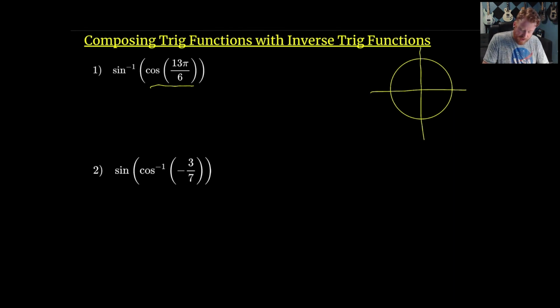And we're thinking about 13 pi over 6. Well, I know if I go and make an entire revolution, that this will give me 12 pi over 6. 12 pi over 6 is 2 pi. And then I need to go one more pi over 6. So 13 pi over 6 is going to be this angle here. So 13 pi over 6 is coterminal.